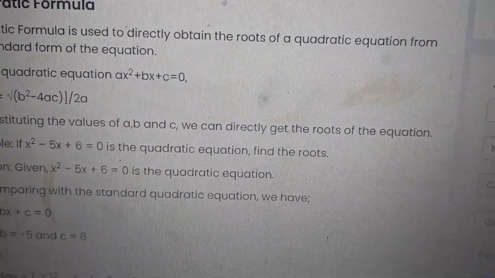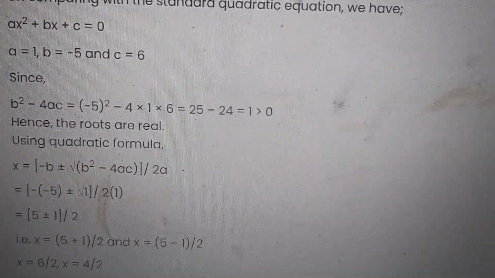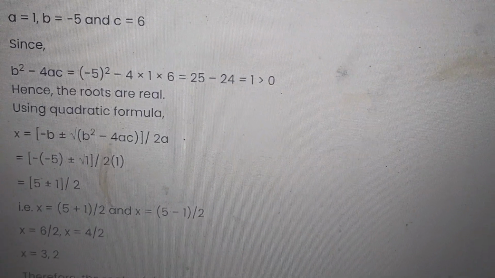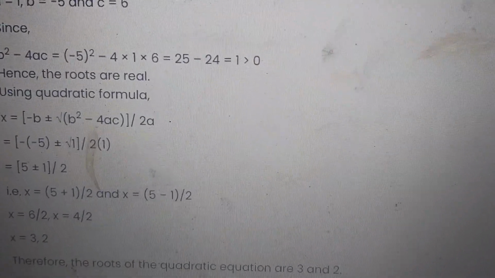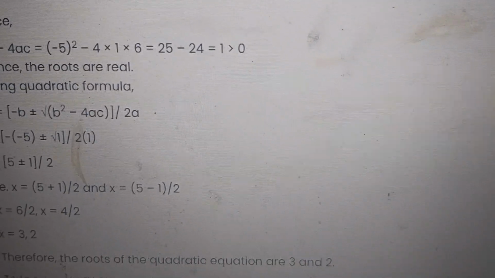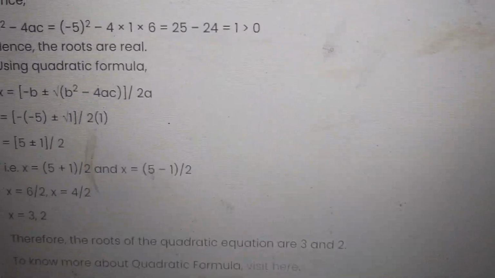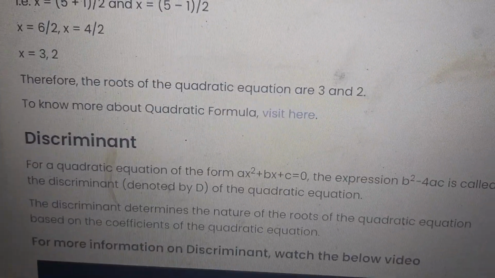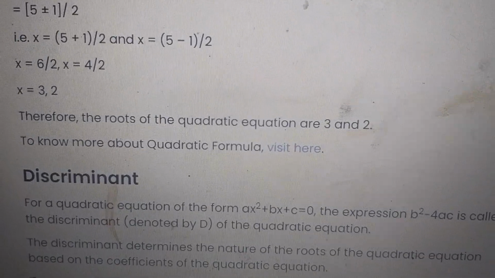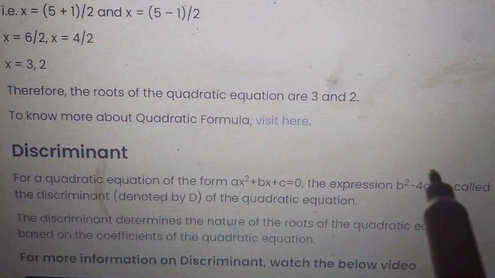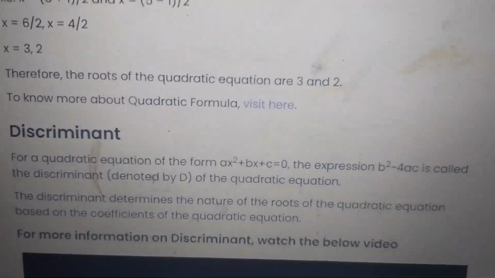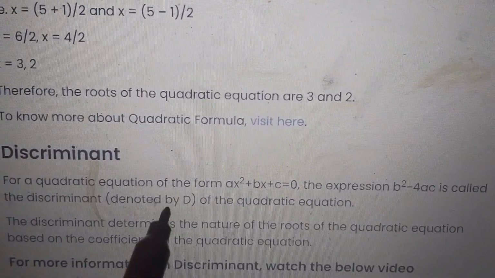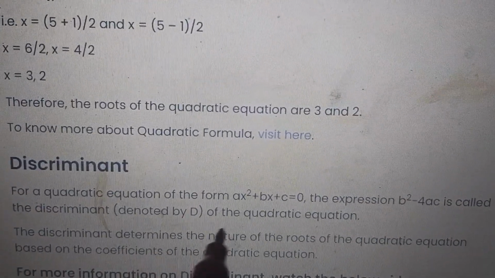Now the values we get are x equal to 6 by 2 and x equal to 4 by 2. Therefore the roots of the quadratic equation are 3 and 2. Okay, like this. What is the discriminant, children, for any quadratic equation? The discriminant is b square minus 4ac, used for finding the discriminant of the given quadratic equation. It is denoted by capital D.